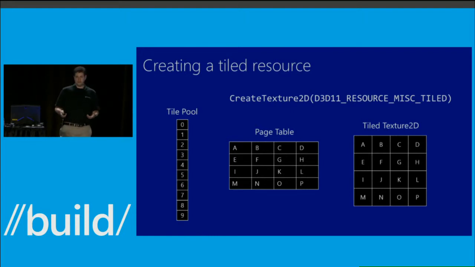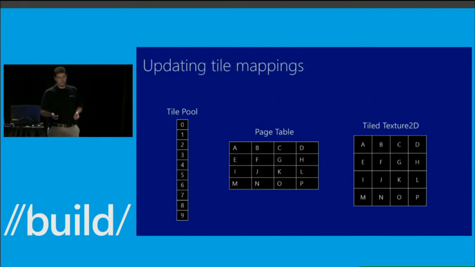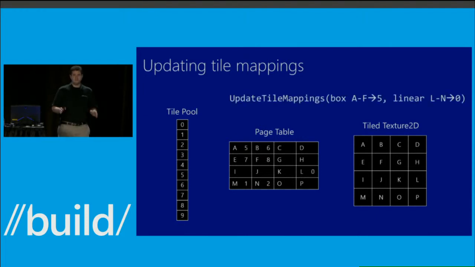So in order to back the logical resource with physical memory, we have to program the page table. And we do this using the update tile mappings API. Now, this is an extremely powerful and robust API. In fact, given any existing mapping and any target mapping, you can always produce a single call to update tile mappings to cause the tile mappings to change to what you want.